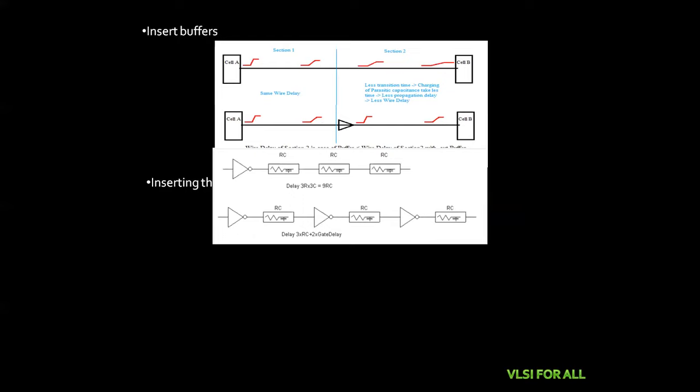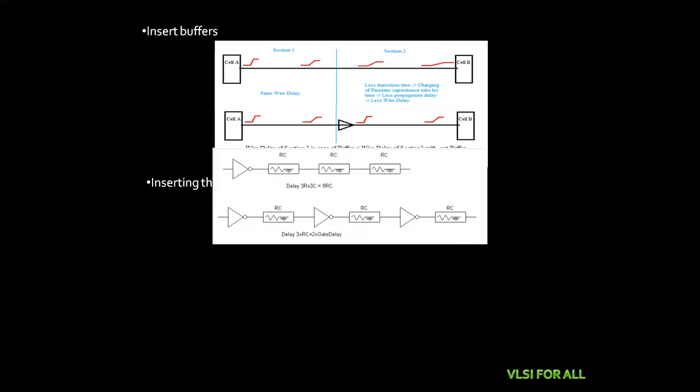So this can be applicable. We need to keep the buffers whenever we're using the long wire. Inserting buffers decreases the transition time, which decreases the wire delay. So decreasing the transition time is decreasing the wire delay. The negative effect here is the area will increase. The buffer occupies more space as compared to the wire. So the area is going to increase and the power consumption is also going to increase.